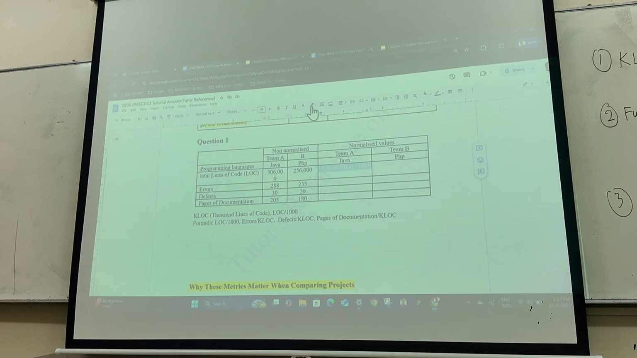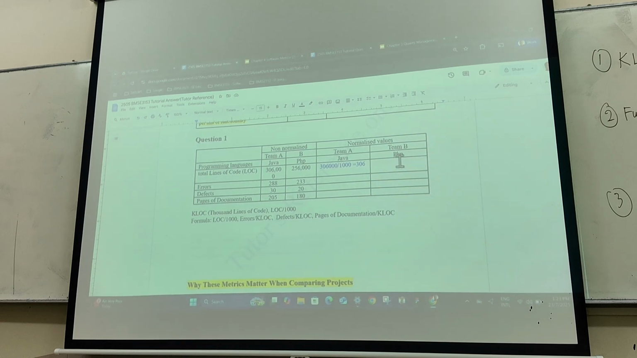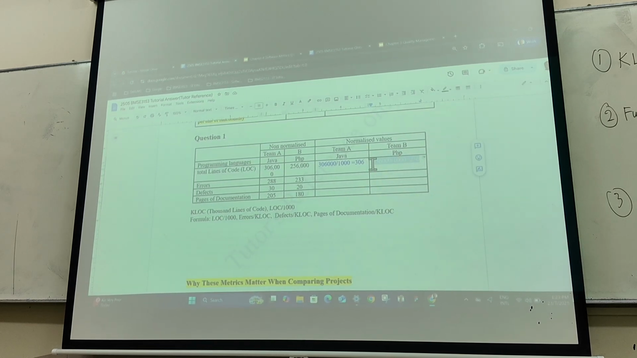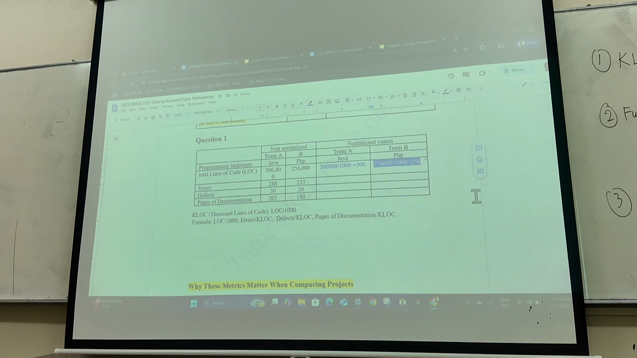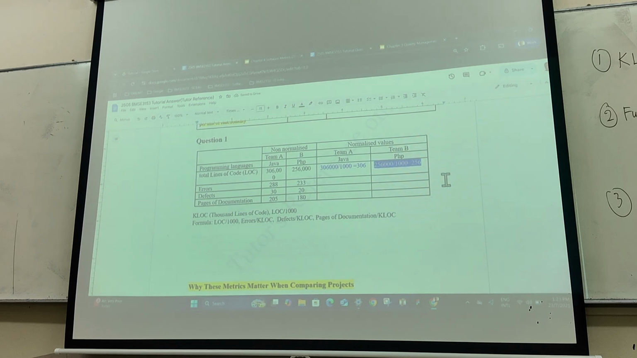Let me highlight it here. So in blue, you take the lines of Java code and divide by 1,000 and you get the number 306. Then you take the other project's lines of code, divide by 1,000 and you get 256, right? So you get those two numbers. So now it gives you a sense of comparison already.